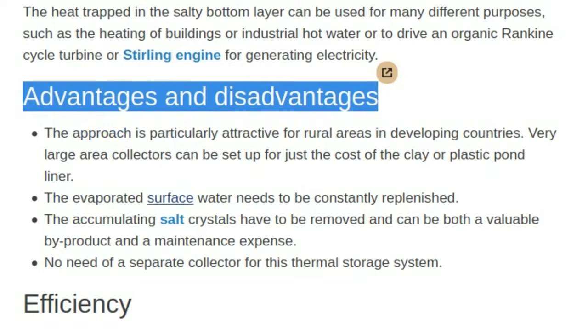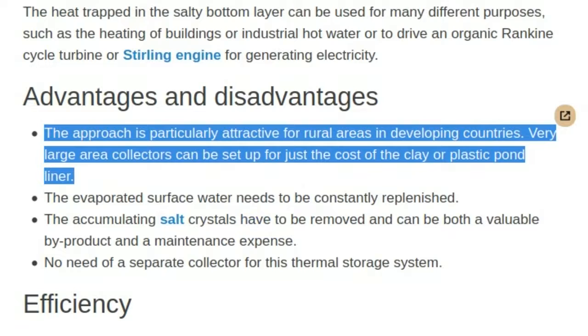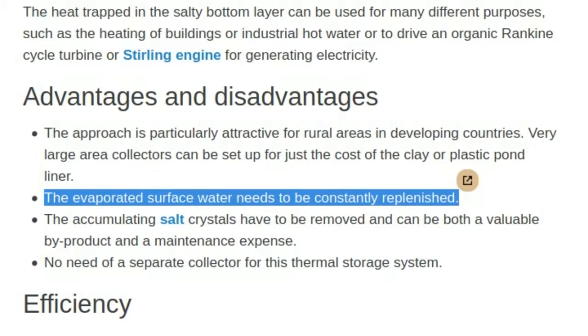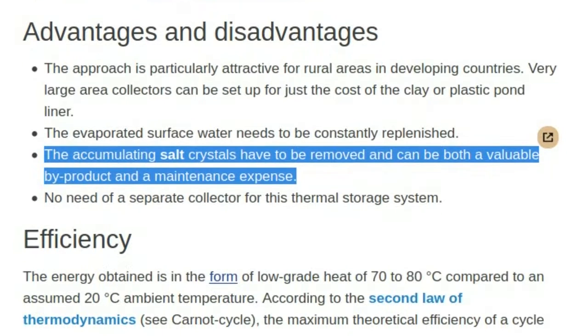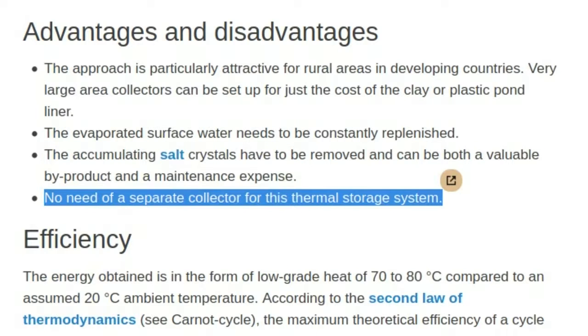Advantages and disadvantages. The approach is particularly attractive for rural areas in developing countries. Very large area collectors can be set up for just the cost of a clay or plastic pond liner. The evaporated surface water needs to be constantly replenished. The accumulating salt crystals have to be removed and can be both a valuable byproduct and a maintenance expense. No need of a separate collector for this thermal storage system.